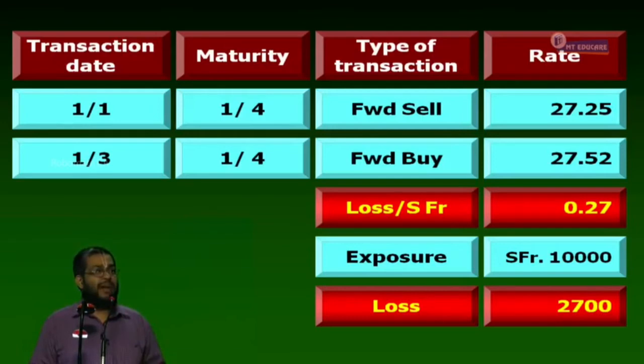How many more sums remaining? 2 more sums. Out of 12, 10 are completed. What are the 11th and 12th sum? Cancellation on due date. How will a forward buy be cancelled on due date? Spot sell. How will a forward sell be cancelled on due date? Spot buy. That's all. Everybody following or not?